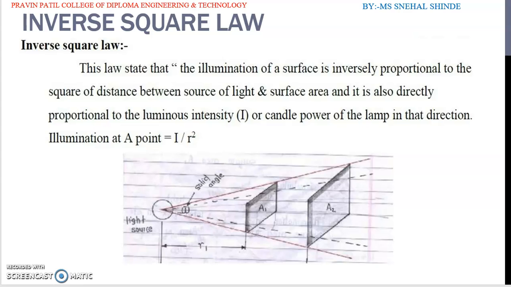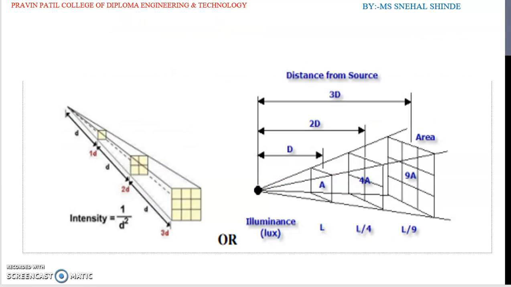So for this, the illumination at any point can be calculated, that is luminous flux radiated per steradian to the distance between the plane area and the light source. So here is the inverse square law.